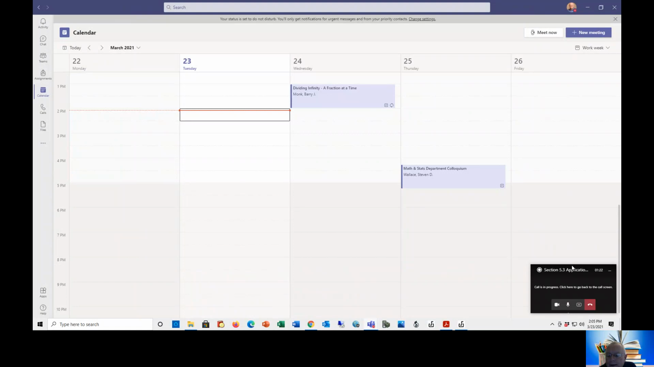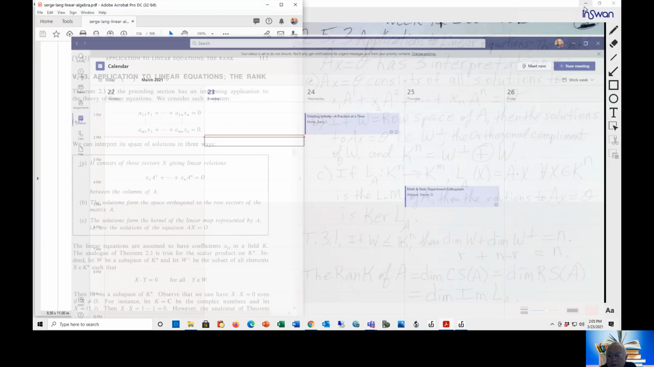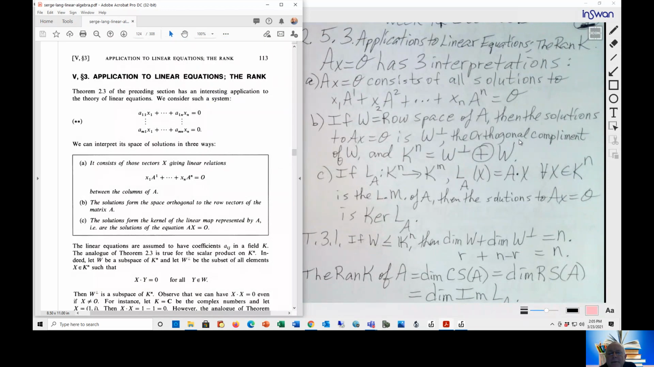Welcome to Linear Algebra, Chapter 5, Section 3, Applications to Linear Equations, the Rank of a Matrix. Now, you're already familiar with what the rank of a matrix is, but here is what I've already been talking about: generally speaking, there are three ways to interpret the solution set to a homogeneous system of linear equations, AX equals the zero vector.